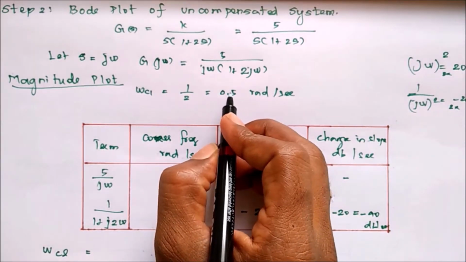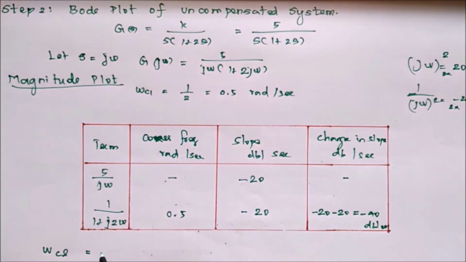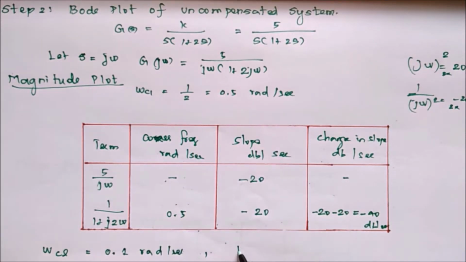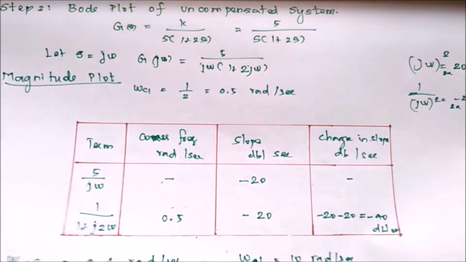So here the corner frequency is 0.5. Compared to 0.5, if we select less than 0.5, we can consider 0.1 radian per second as the lowest corner frequency, omega L. Above 0.5, any frequency we can select as the highest corner frequency, omega h. So we can consider 10 radian per second as the highest corner frequency. So now we have to find the gain.